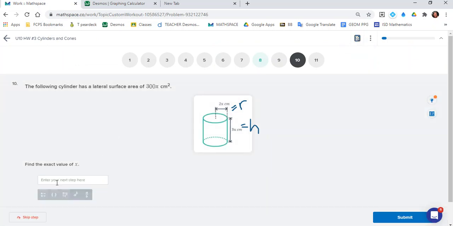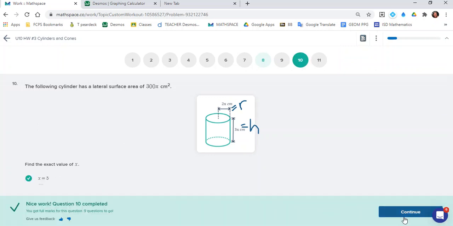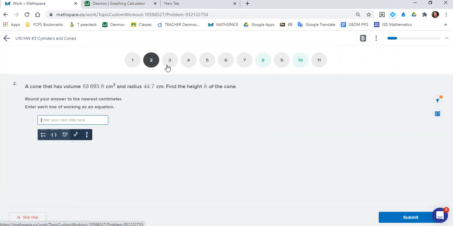All right, and then you're going to type it in. Make sure in MathSpace you put x equals 5. Hit submit, and it should tell you that you got it right. Does that sound good? There was one other one. Let's do this cone one.